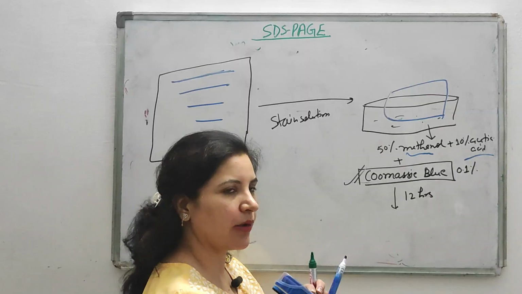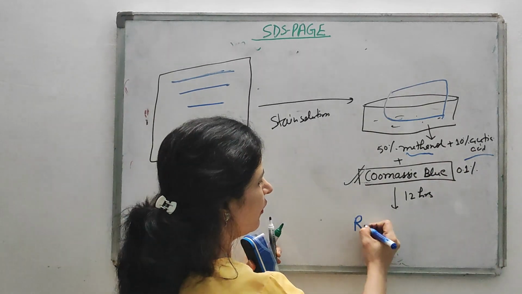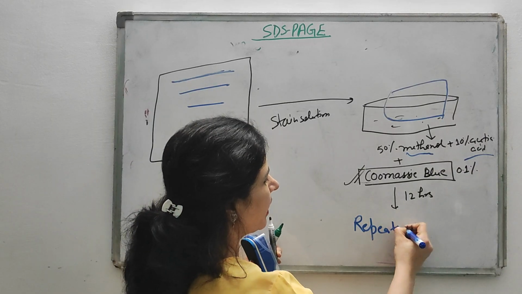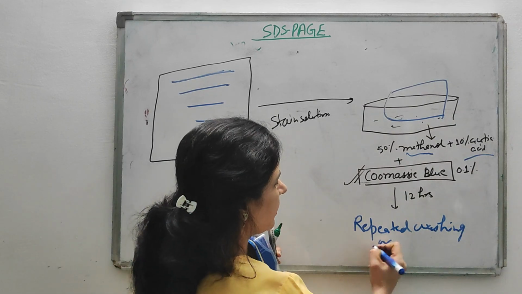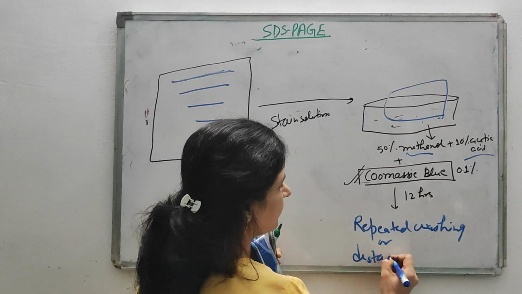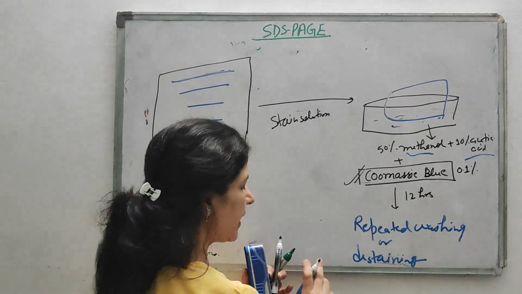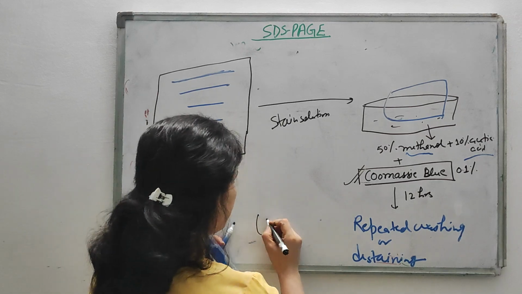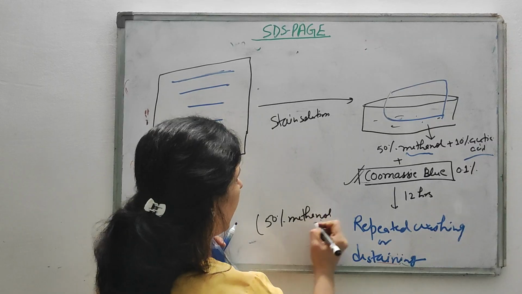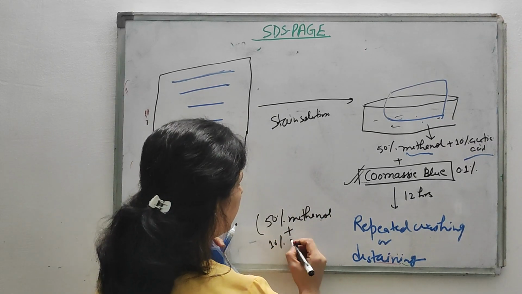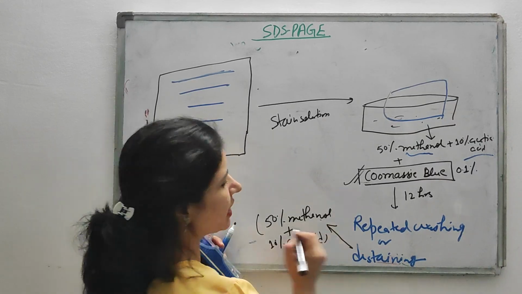After 12 hours are over, you will take it out and do repeated washing. That process is known as de-staining. For de-staining, what solution will you use? You will use 50% methanol and 10% acetic acid. This is the composition of your de-stain solution.